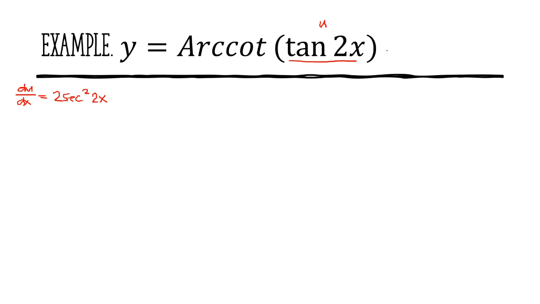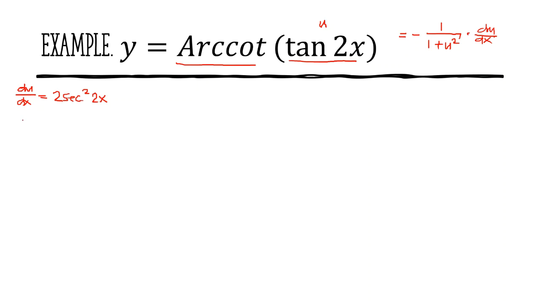So from that, we can already derive our arc cot, or the inverse cotangent, which is equivalent to the negative of the derivative of the arctan, which is 1 over 1 plus u squared times the derivative of u with respect to x.